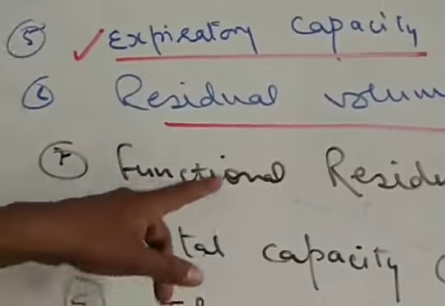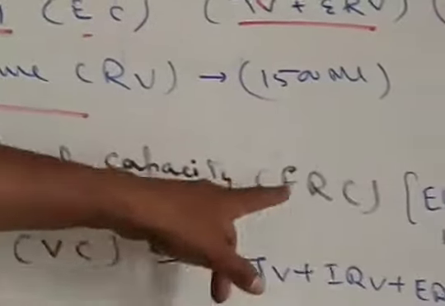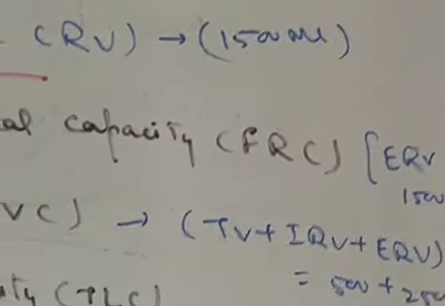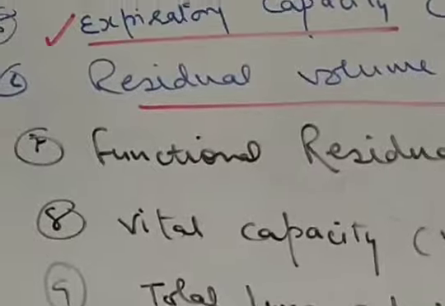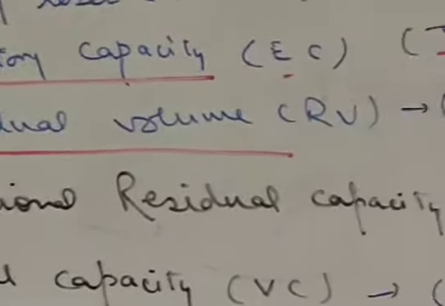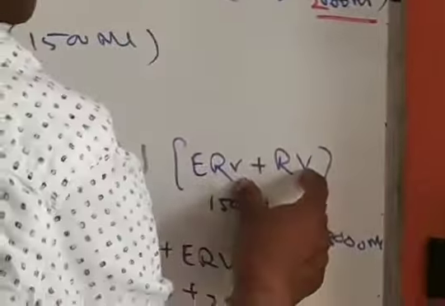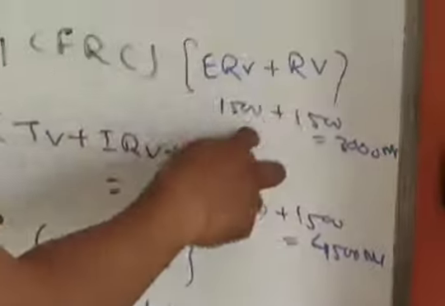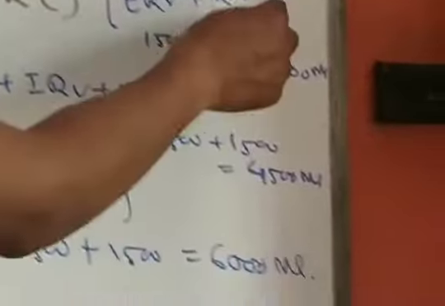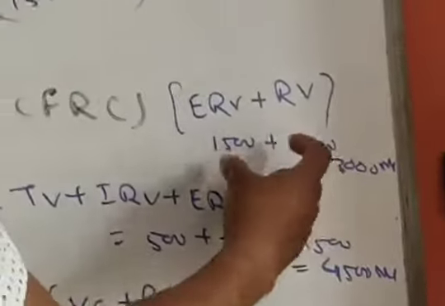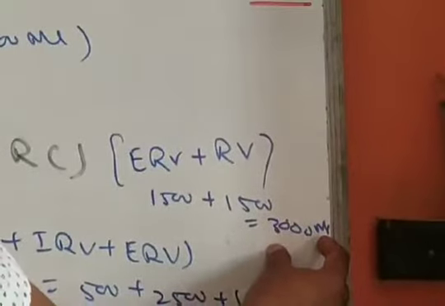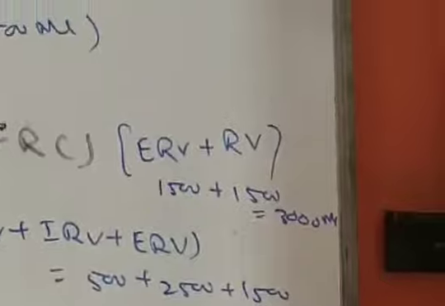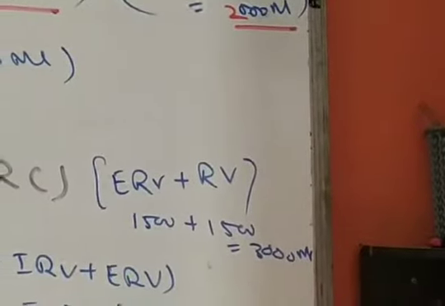The next term is functional residual capacity, also called FRC. It is the sum of the residual volume and the expiratory reserve volume. So RV and ERV added together give us FRC. We are aware the value of ERV is 1500 ml and that of residual volume is also approximately 1000 to 1500 ml. If we add them together, we get a sum of 3000 ml. This value is assigned to functional residual capacity.